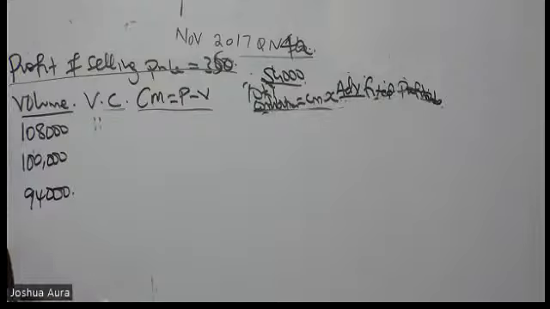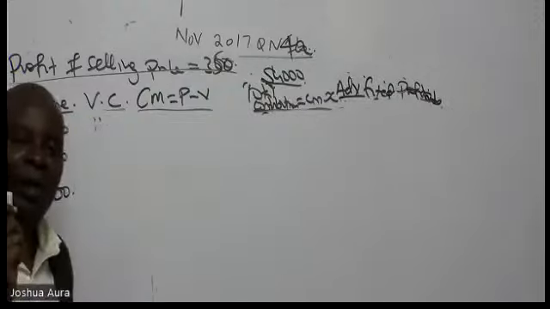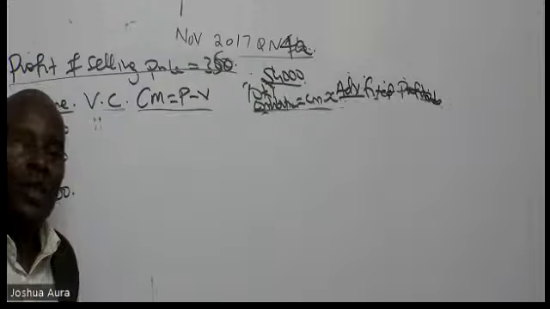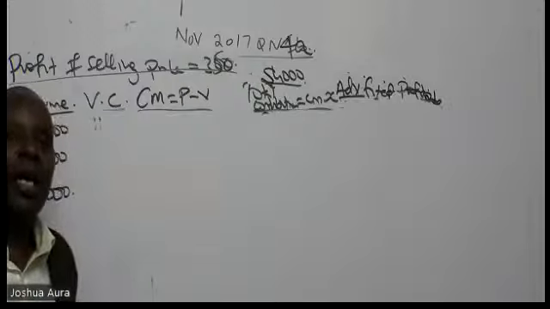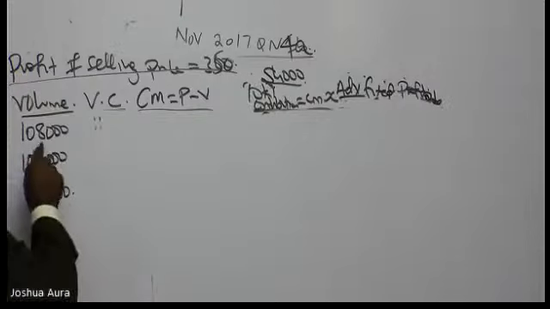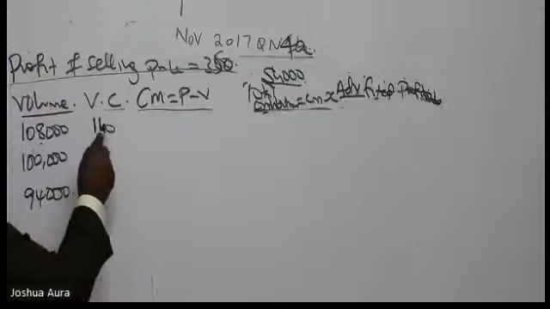Now, remember the concept of variable cost. At 100,000 units and below, we shall incur a variable cost of 120. If we produce above 100,000 units, then the variable cost goes down to 110. So here, we produced more than 100,000 because 108,000 is more than 100,000. So this must have been 110.